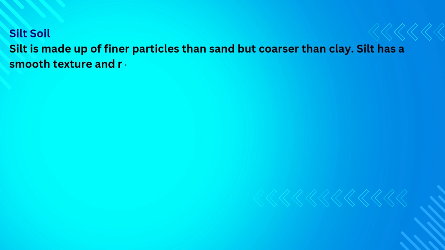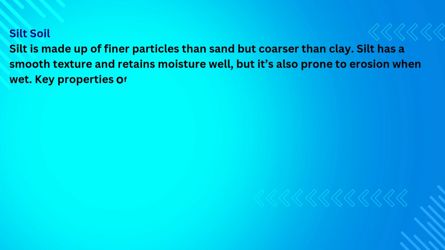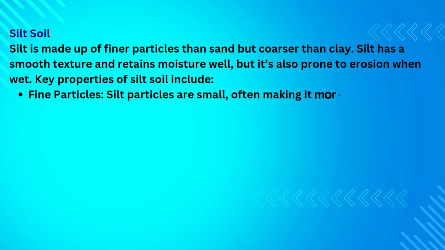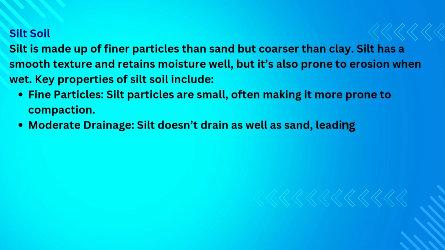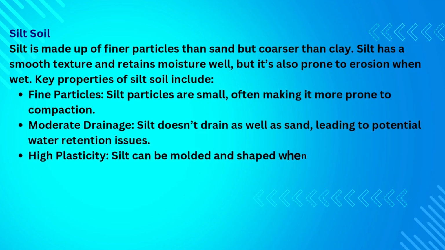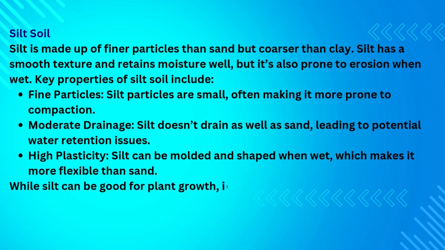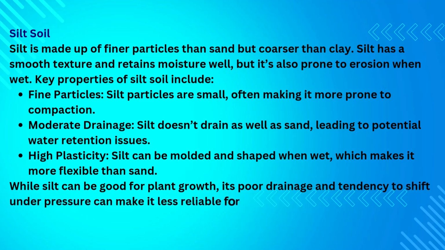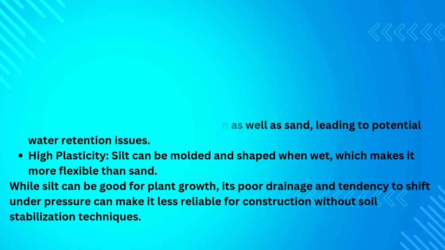Silt has a smooth texture and retains moisture well, but it's also prone to erosion when wet. Key properties of silt soil include: fine particles. Silt particles are small, often making it more prone to compaction. Moderate drainage. Silt doesn't drain as well as sand, leading to potential water retention issues. High plasticity. Silt can be molded and shaped when wet, which makes it more flexible than sand. While silt can be good for plant growth, its poor drainage and tendency to shift under pressure can make it less reliable for construction without soil stabilization techniques.